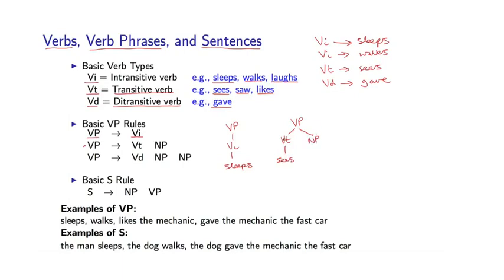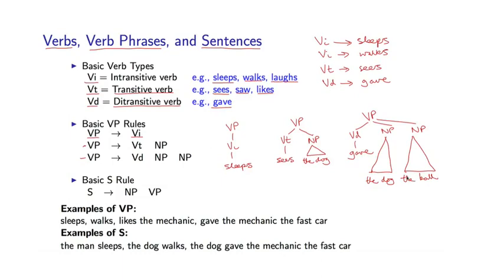And notice that a transitive verb always precedes a noun phrase to form a verb phrase. So a verb phrase can be made up of a transitive verb followed by a noun phrase. So I could have sees the dog as another verb phrase here. Then finally, if we look at this ditransitive rule, I can have a verb phrase which is something like the following: VD gave. So now I have two noun phrases following the verb. The first one might be the dog, then the ball.